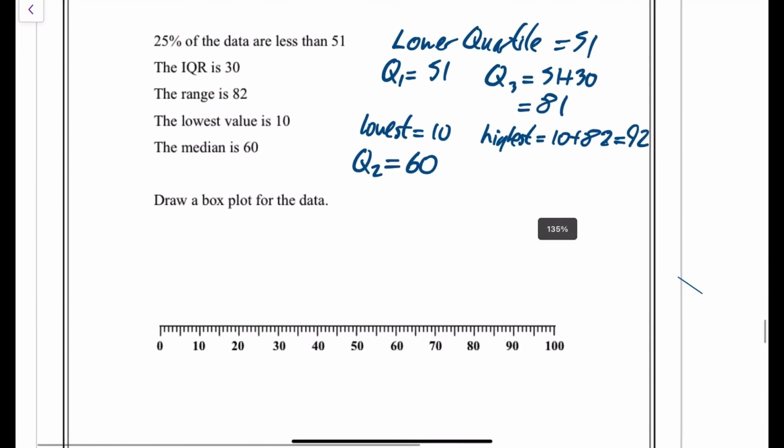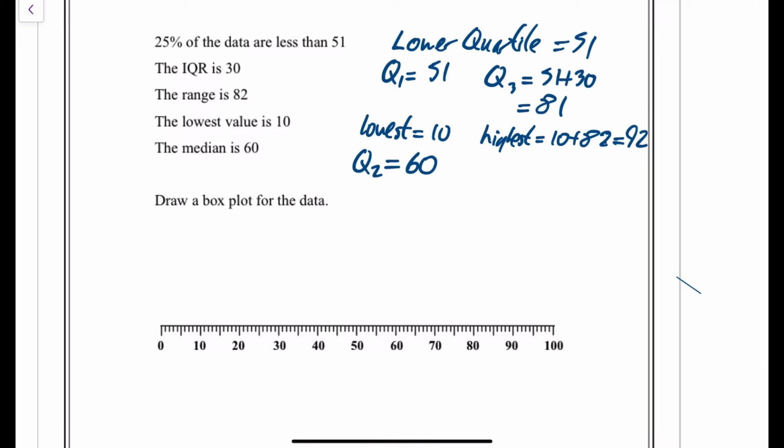To draw the box plot, the first thing we'll do is mark on our lowest and our highest values. Our lowest value was 10, so I'll do a wee dot at 10. My highest value was 92, so a wee dot where your 92 is. My lower quartile was 51, so I'm doing my vertical line. Again, you should use a ruler for this. Your median was 60, vertical line at 60. My upper quartile was 81.